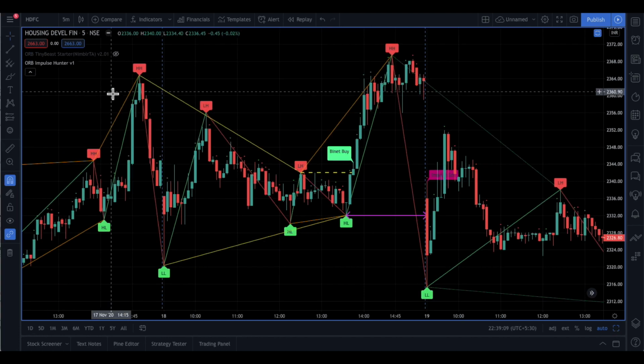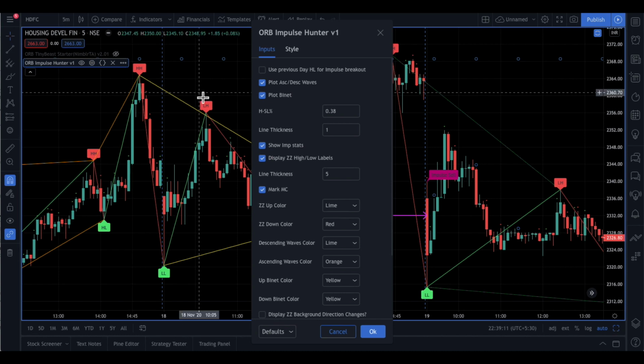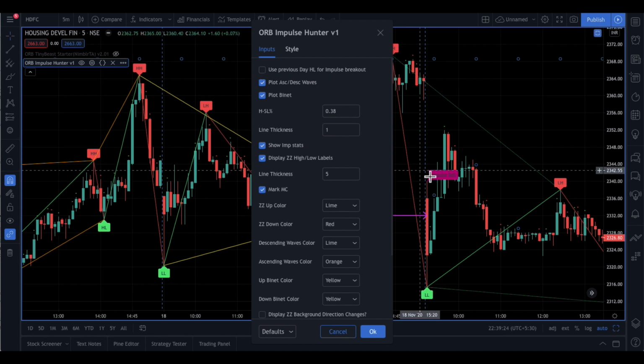So let's have a look at the features of this indicator. We see that there are a few features which are definable here. Now the first feature is using previous day high and low for impulse breakouts. If you enable this, then the impulse buy and sell trade trigger which you get will only be generated if the previous day high or the previous day low is broken. So this is one feature which you can enable or disable.